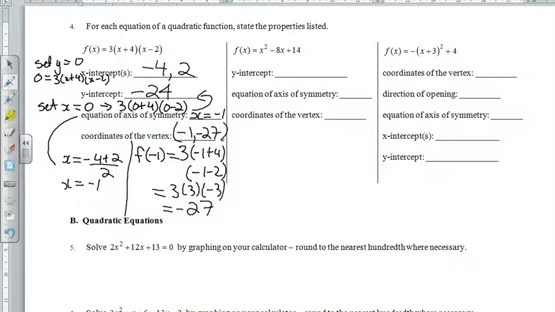Y-intercept of this. This one's easy. 14. You set x to 0, right? That takes out the x's. So this is factored form.